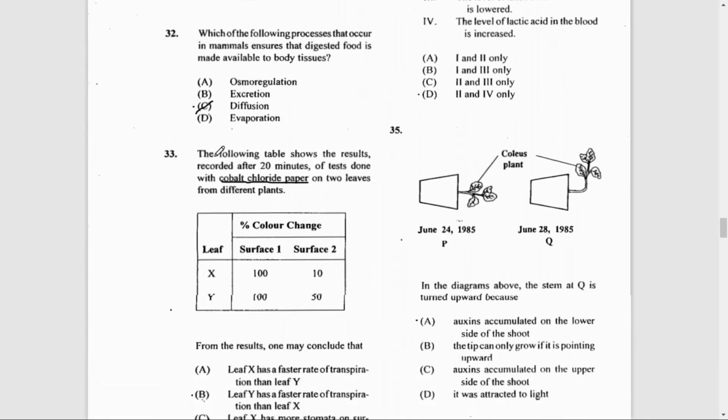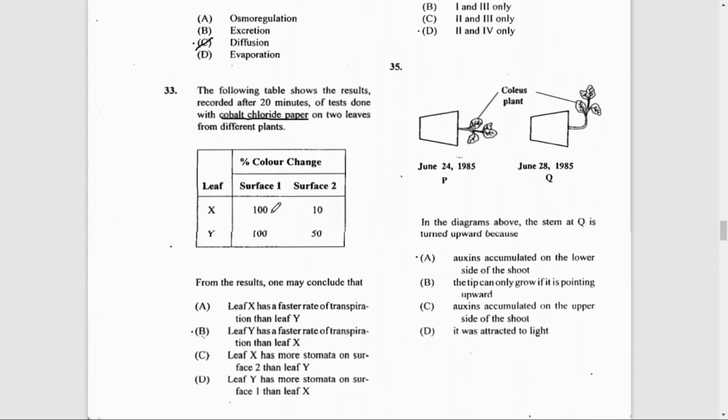Number 33, the following table shows the results recorded after 20 minutes of tests done with cobalt chloride paper on 2 leaves from different plants. Cobalt chloride paper is used to test moisture, or moisture level. So it's used to test the moisture level around the leaves there. So look at the table here. You have the table with the results for leaf X and leaf Y.